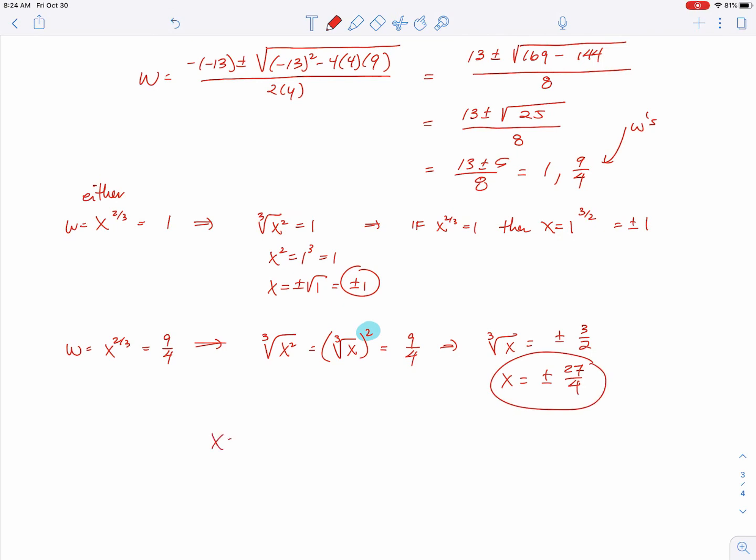So it looks like we have 4 answers. x equals plus or minus 1 or plus or minus 27 over, whoops, that shouldn't be a 4, 27 over 8. And that's going to do it for our guided practice, folks.